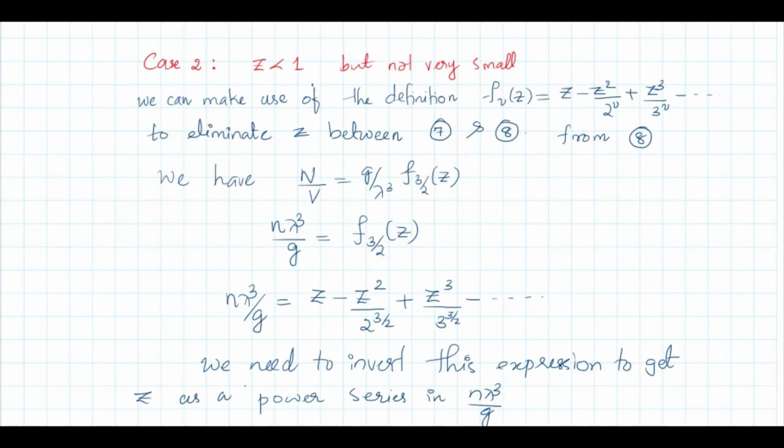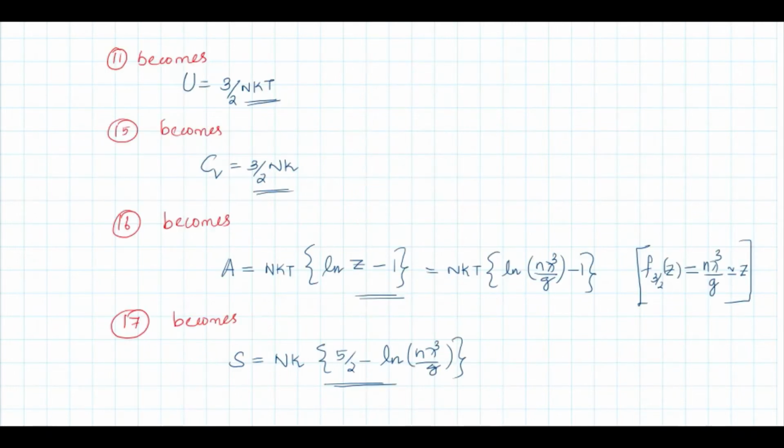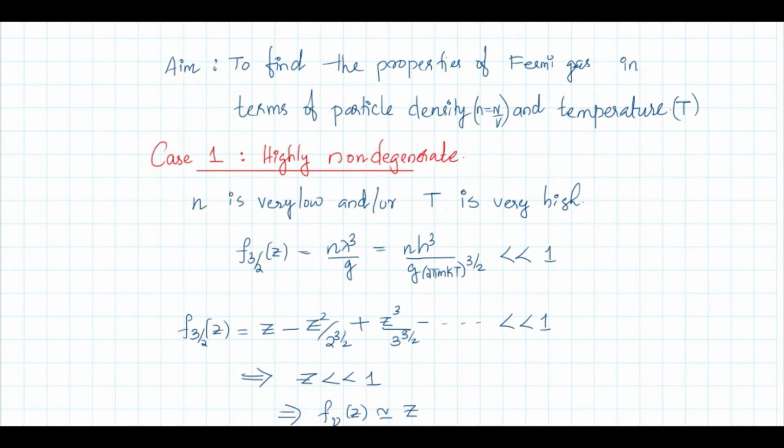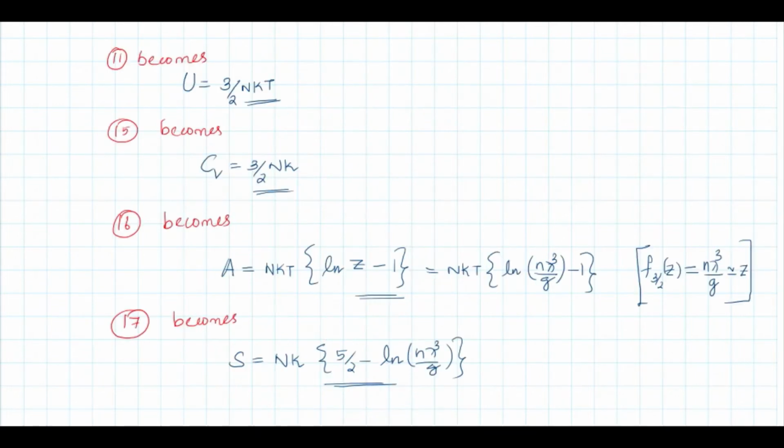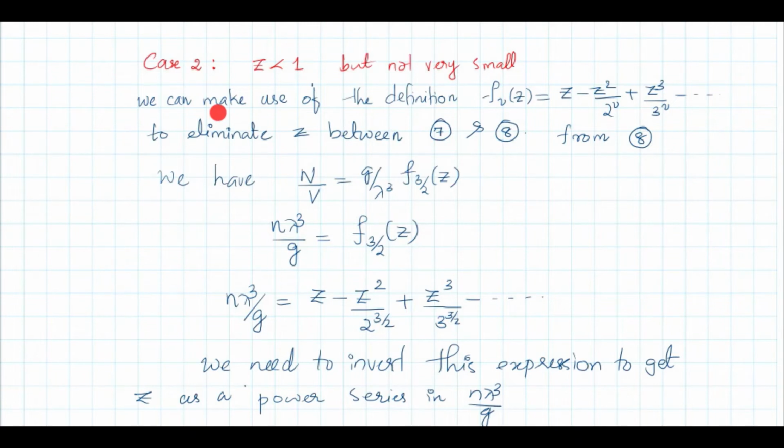Now case 2. Here Z is less than 1 but not very small. In the first case you have Z very much less than 1, but here the case is Z is less than 1 but not very small. That is, temperature is not tending to infinity. It is a finite temperature but very high temperature. Okay, in terms of temperature we can say that for case 2 temperature is high but not infinitely high.